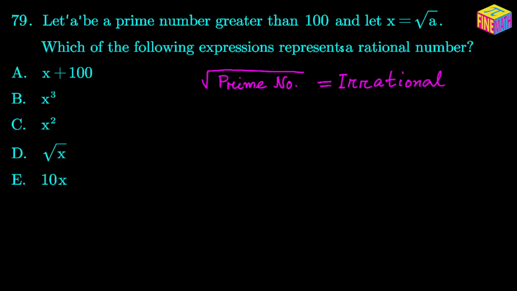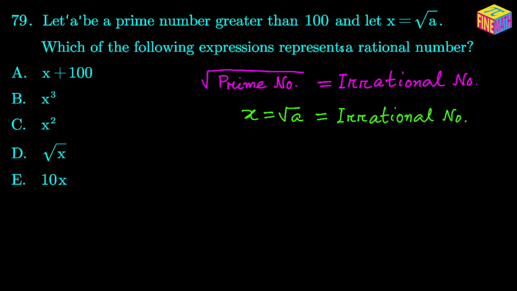Now let's take each of the cases one by one and let's see what kind of number we get, right? So we have x plus 100. X is an irrational number. So in this case, let's make a quick note also that x is equal to square root of a. Then definitely it is an irrational number. So again, I'm going to make a note that x is actually an irrational number.